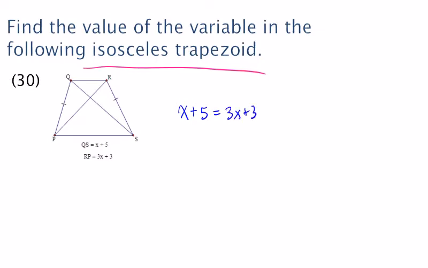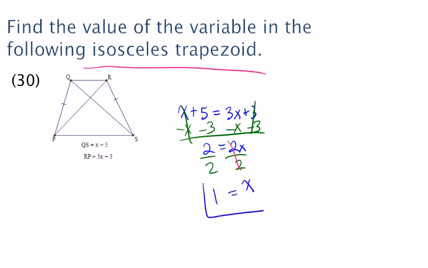So then we could just subtract x from both sides, and I'll subtract 3 while I'm at it. And so we get 2 equals 2x. So we can just divide by 2 on both sides, and we get x equals 1. And that's it. So we could plug them back in to find the sides, but they don't ask for that in this problem.